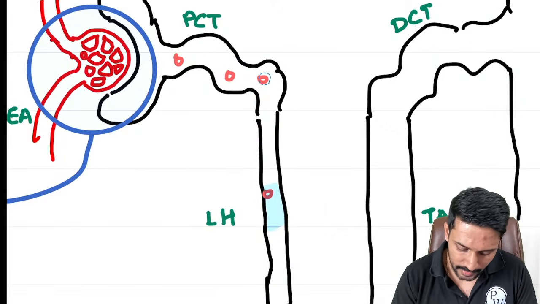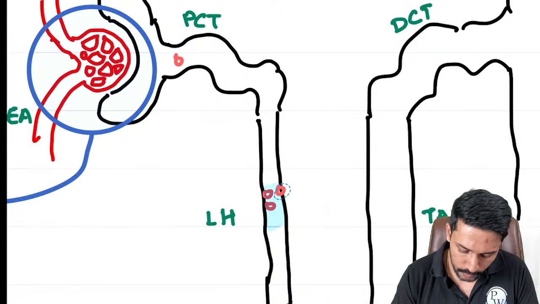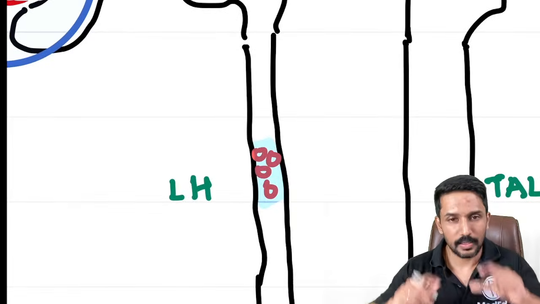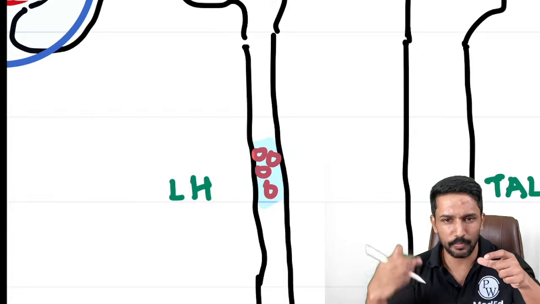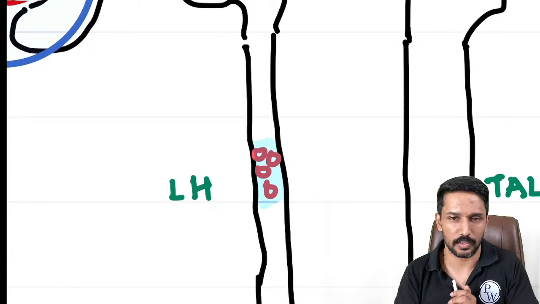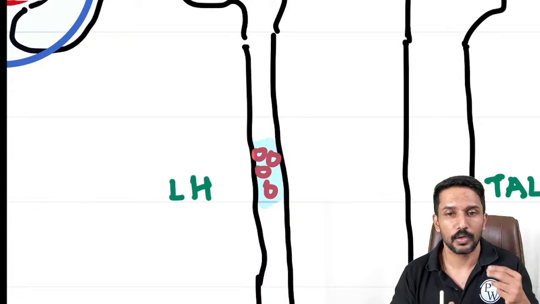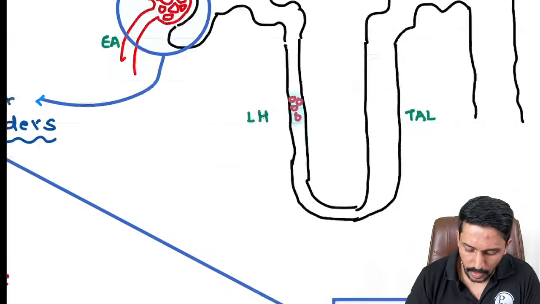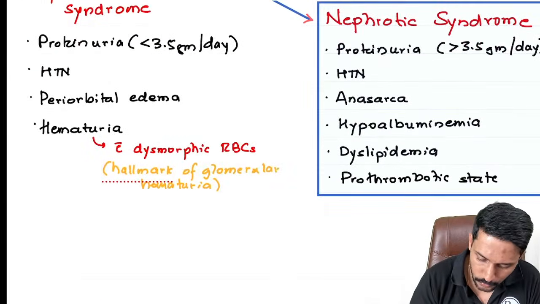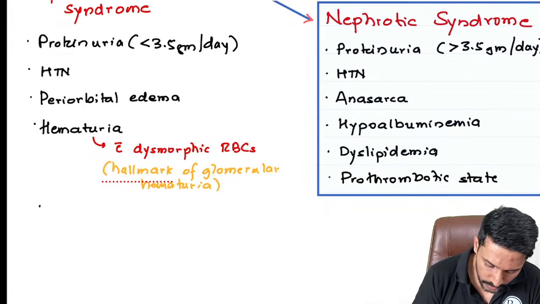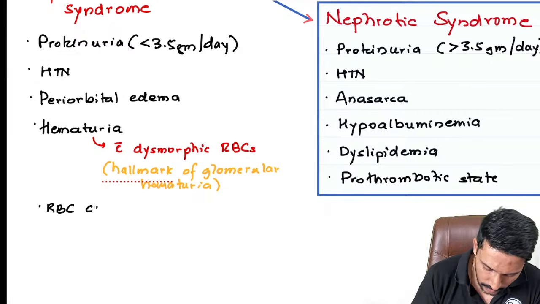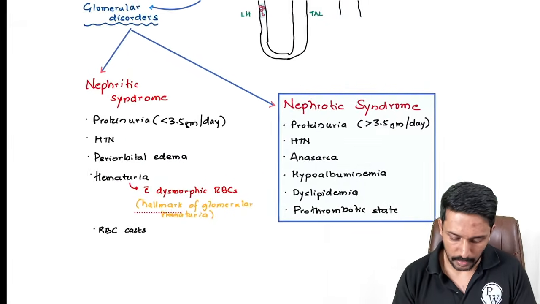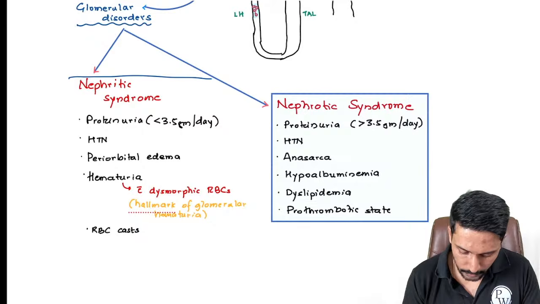Now these RBCs that are being filtered also go and get impregnated on this normally formed Tamm-Horsfall protein. Now I have a cast which has a sheet of Tamm-Horsfall protein which is perfectly normal, but on top of that RBCs are impregnated. Now what should I call this cast? We will call this cast the RBC cast. So apart from this hematuria, we will also get red blood cell casts, which are again typical of glomerular injury. So these features are typically encountered when I have nephritic syndrome.